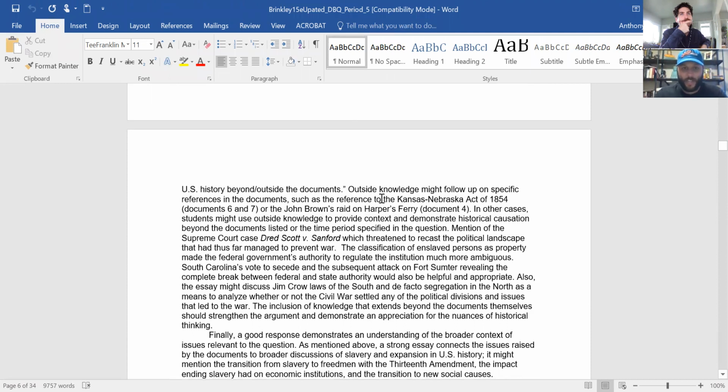Sure. This is what it says here: outside knowledge might follow up on specific references such as the Kansas-Nebraska Act or John Brown's raid. So it's almost like a free point if they give you a picture of somebody like that with nothing else. Mm-hmm. If they just say, hey, talk about John Brown, they'll give you an outside point, because there's nothing about John Brown in any documents other than his face. And you're rewarded for knowing more. If you bring in outside information and it's on the through line, then you got a point.